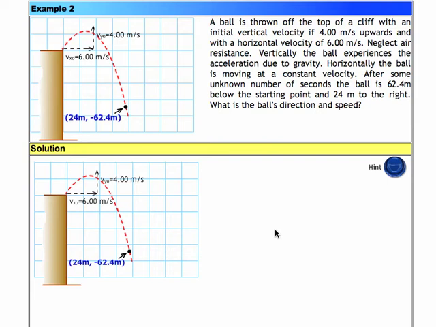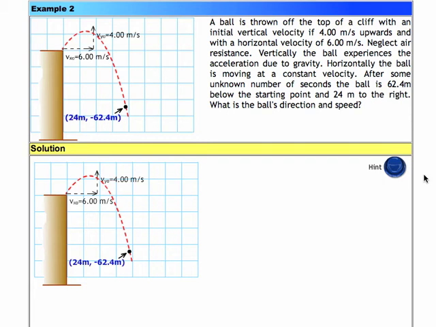After some unknown number of seconds, the ball is 62.4 meters below the starting point and 24 meters to the right. What is the ball's direction and speed? So to find the direction and speed, what I'm looking for is the velocity. And I'll make a triangle at the very end showing my vertical and horizontal velocity.